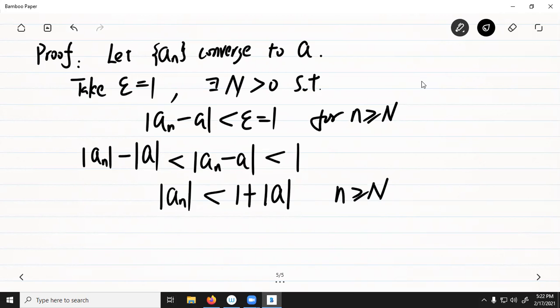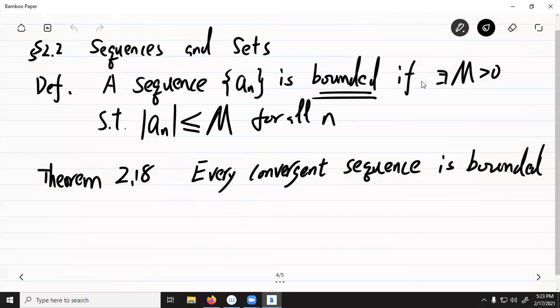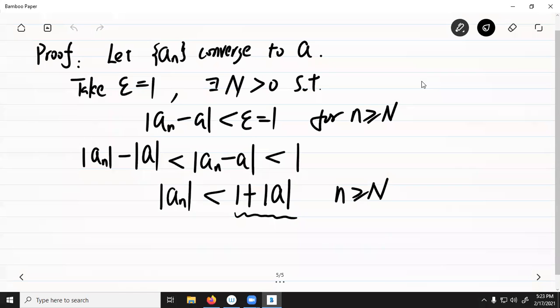So in other words, when n is greater than or equal to capital N, all the numbers in the sequence are bounded by this number. What about n less than capital N? We remember we need to find this m, the bound m, for all n, not just n greater than or equal to the capital N. We need it for all n. But the good thing is, n greater than or equal to capital N is always bounded by this number, okay?